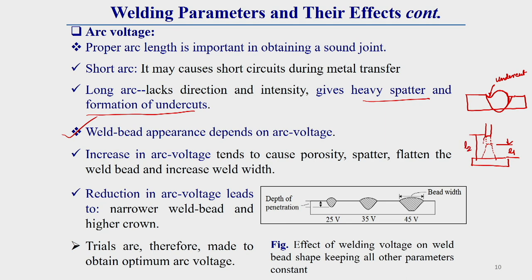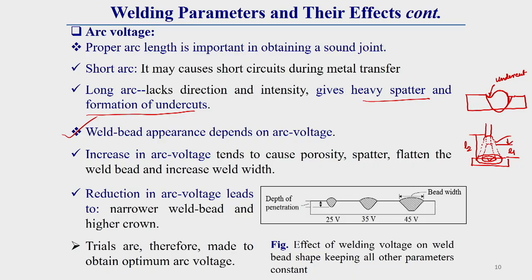In this case, you will get a more spread arc than with the shorter arc. If you increase the arc length, then due to the spread of the arc you will get a wider bead shape, because more arc area will be there. Due to this more arc area, there will be more flattening of the weld bead.